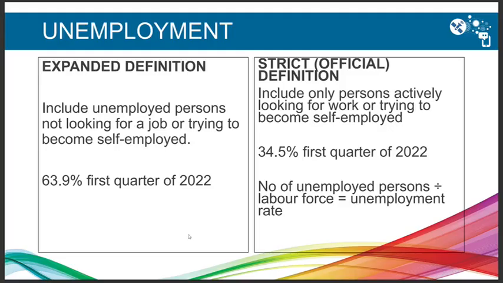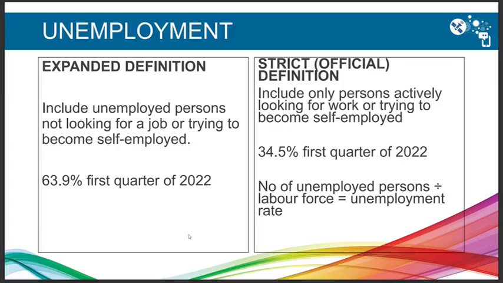Your expanded definition includes unemployed persons not looking for a job or trying to become self-employed. So in actual fact, when you think of the expanded definition, it's saying anybody who is not working is unemployed. And in South Africa, this number was at 63.9% in the first quarter of 2022, meaning from January to March, that number was at 63.9%.